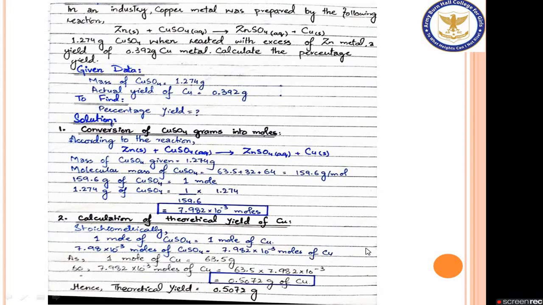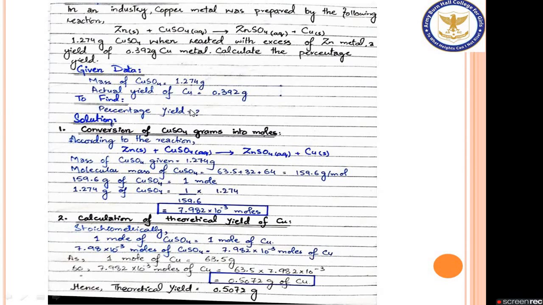Now in this reaction, the balanced chemical equation is given to us, and we are provided with two things. One is the mass of copper sulfate, which is 1.274 grams, and the other is the actual yield of the copper. They didn't mention that this is the actual yield, but in the statement it is visible that this process is actually taking place in industry and yields 0.392 gram of copper. So this one will be your actual yield. What we have to calculate is the percentage yield.